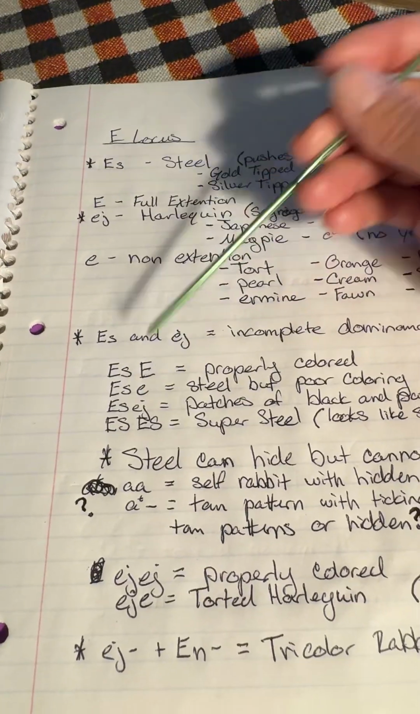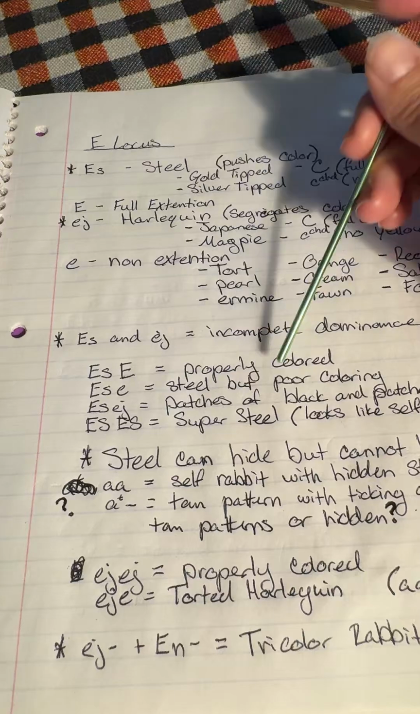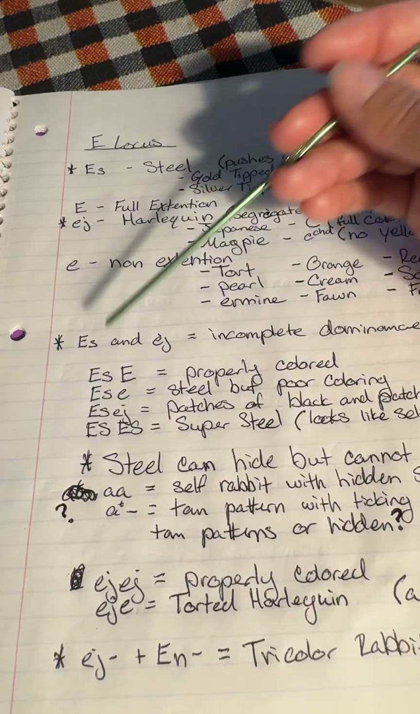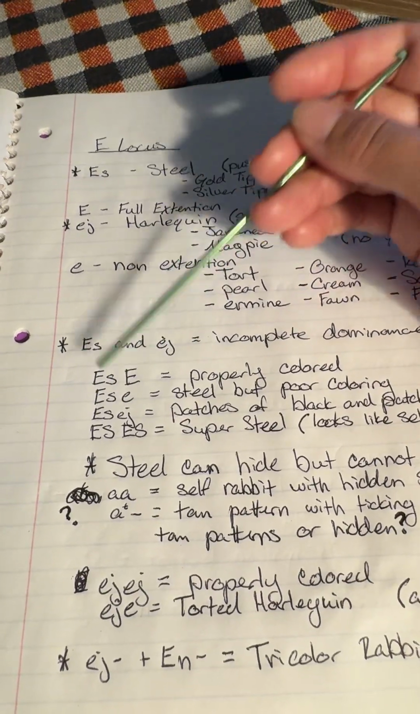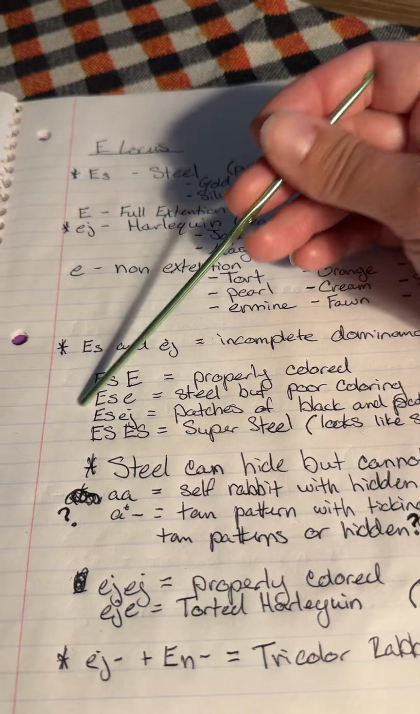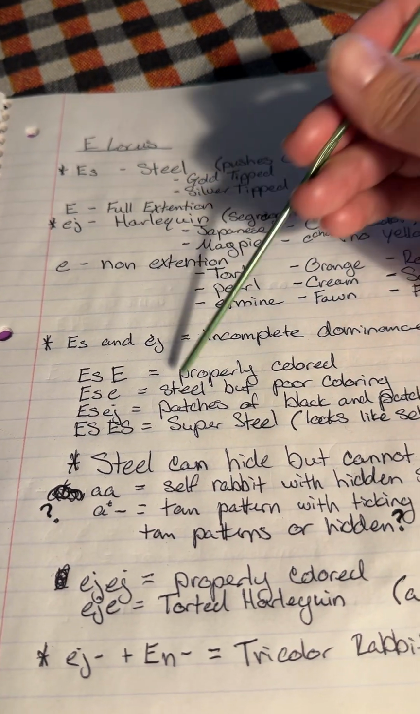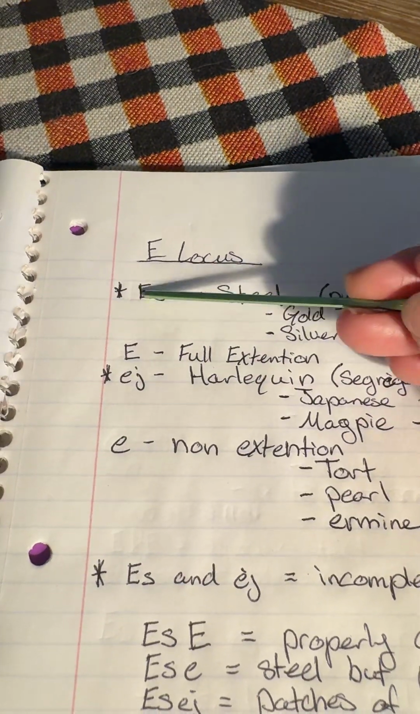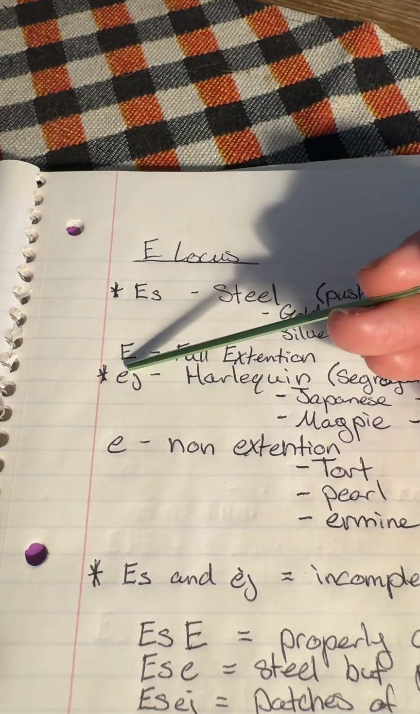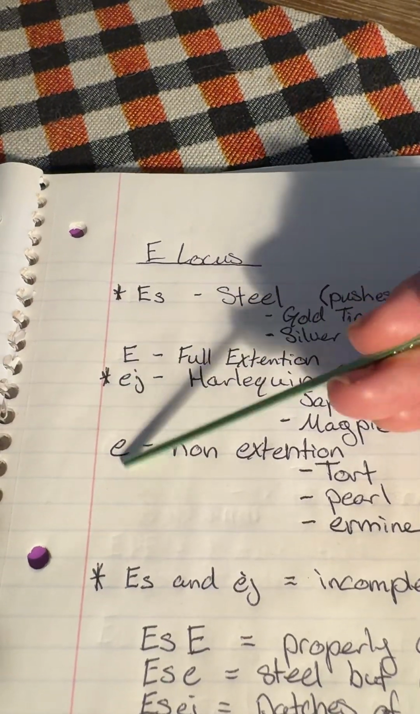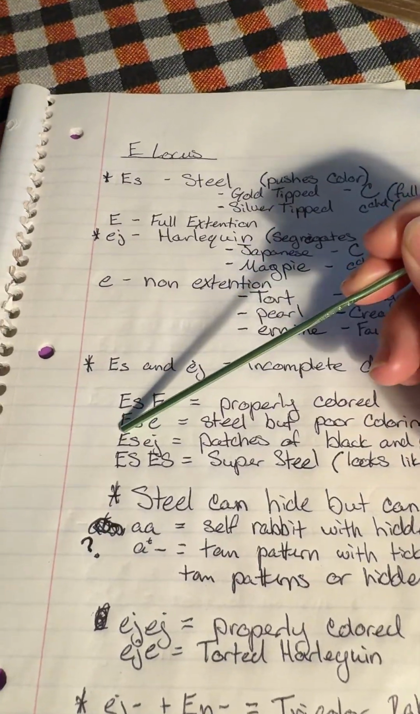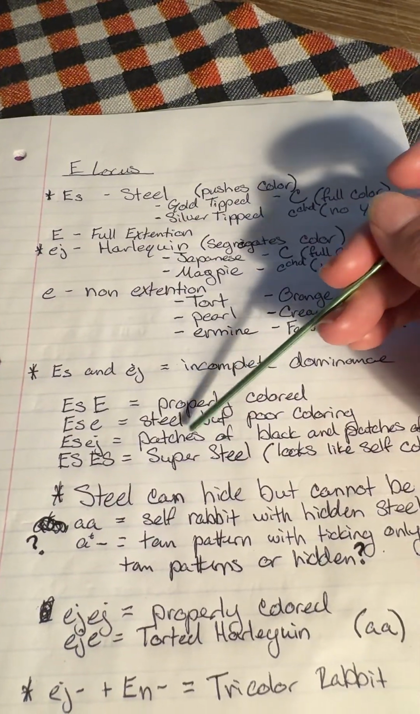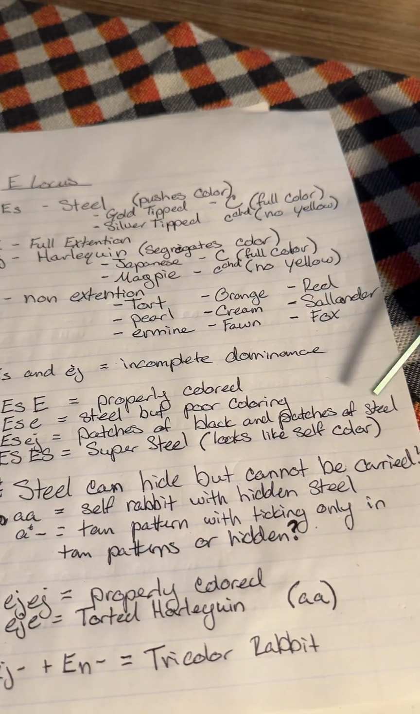When you have the steel paired with non-extension, it's going to create a much poorer coloring if the rabbit is agouti, because remember, this requires the rabbit to be agouti for it to show. So if you have a self rabbit that's non-extension, like a tort, it's not going to show. It's going to be hidden. And this is where things get interesting, because if you notice, this capital E indicates that this is a dominant gene, whereas this indicates it is a more recessive gene. However, if you were to pair the ES with EJ here, you're going to get patches of black with patches of steel.